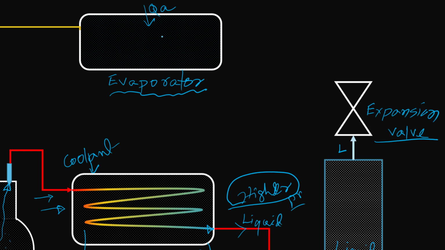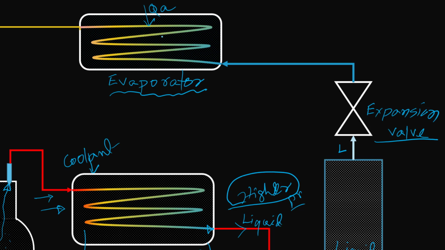So where will it go? After the expansion valve, the low pressure, low temperature liquid-vapor mixture will go to the evaporator. So what is this? This is liquid plus vapor. There will be more liquid and less vapor. So this is a low temperature region, and the pressure is also very low. The liquid-vapor mixture, that means the liquid part, will absorb the latent heat of vaporization.